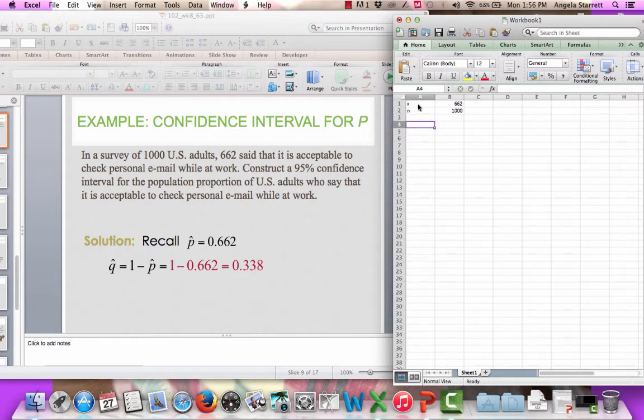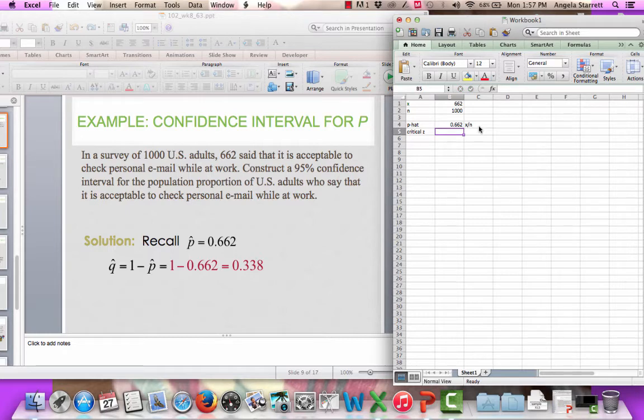Okay, what are we going to do from here? Well, we need p hat. P hat is x divided by n. That's how we calculated it. All right, so I have p hat. Now I need what I'm going to call critical z.